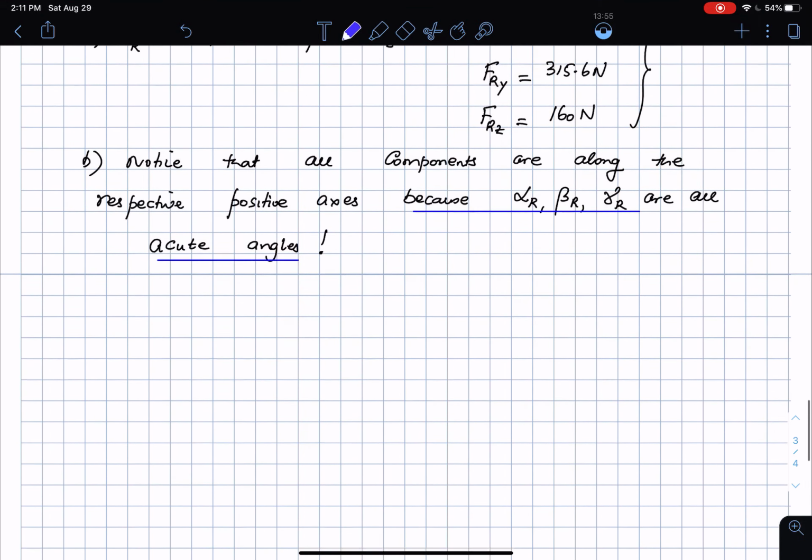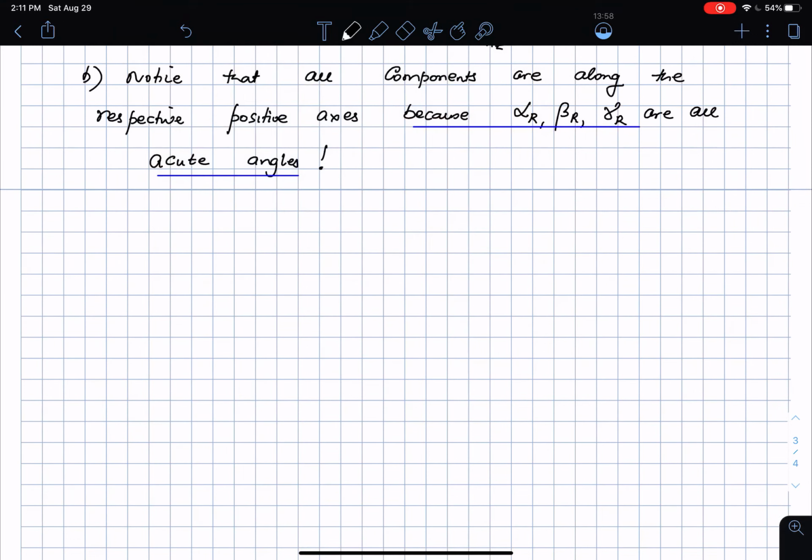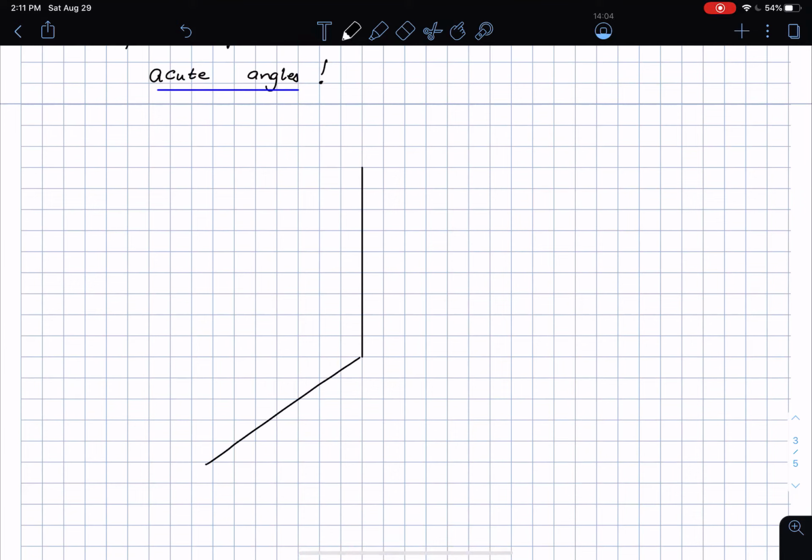Here is what I'm going to be doing. I'm going to be drawing my Cartesian XYZ coordinate frame. So this is the x-axis, and then this is the y-axis, and then this is the z, of course not in the order that I just mentioned, so x, y, and then z, and then I'm going to start drawing. Along the x-axis I'm going to have an FRx, which is going to be a magnitude of 225 newtons. Then along the y-axis I'm going to have a force which has a magnitude of 315.6 newtons.